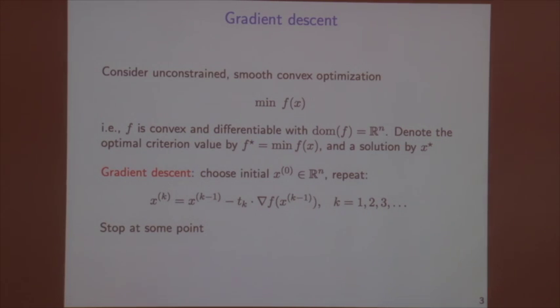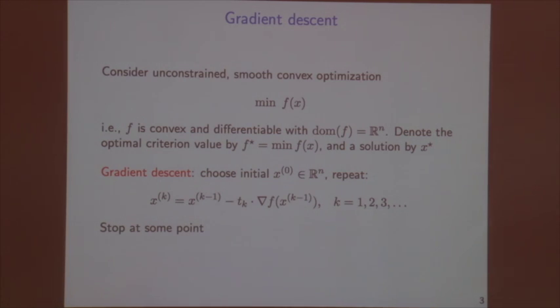So I was just saying, for today, this is going to be an unconstrained optimization problem. There won't be constraints. We're just trying to minimize a function f that is smooth, in the sense that it has a first derivative, and it's convex over its domain, which is assumed to be R^n. We will be denoting the optimal criterion value by f star. That's just the minimum of f of x over R^n. And the optimal solution is going to be denoted by x star.